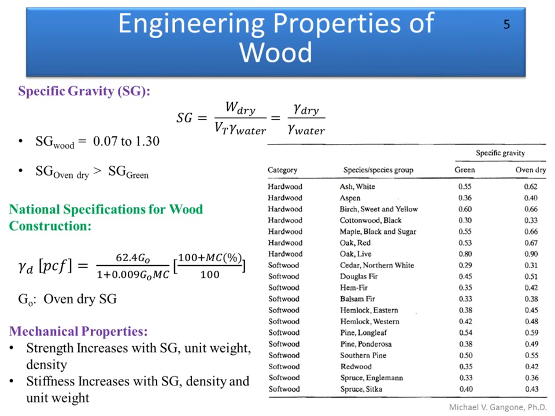All right. The other thing here, and this is at the bottom, perhaps the most important thing on the slide, is that the specific gravity does affect things like strength and stiffness. So the strength will increase as well as the stiffness when the specific gravity increases in the wood.